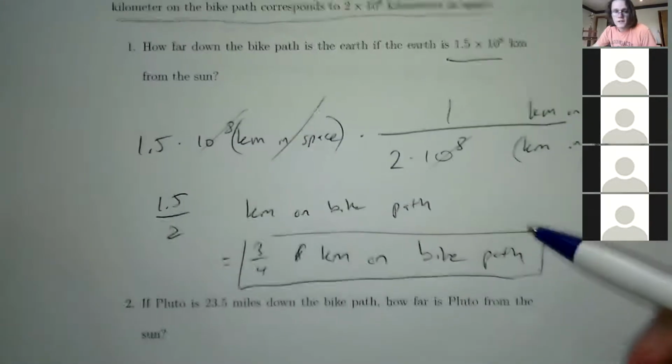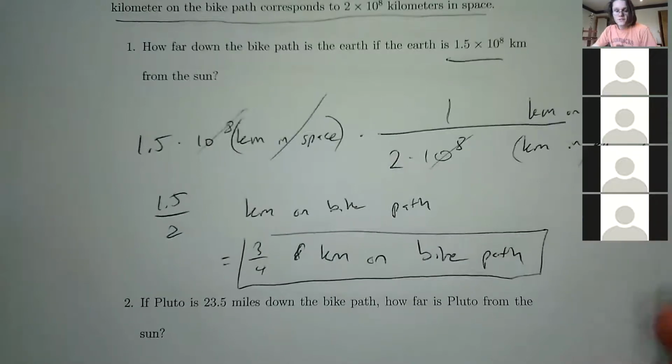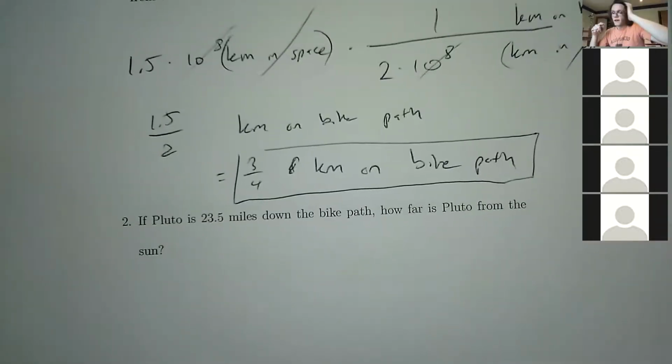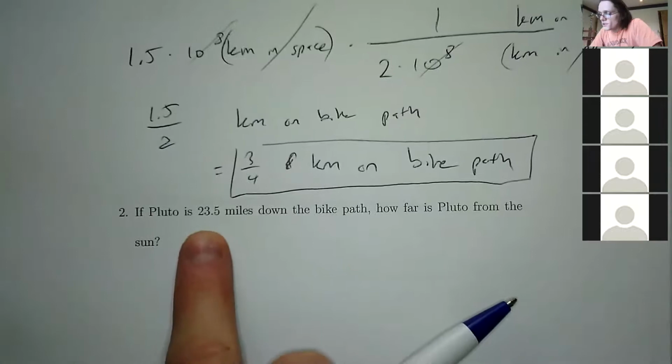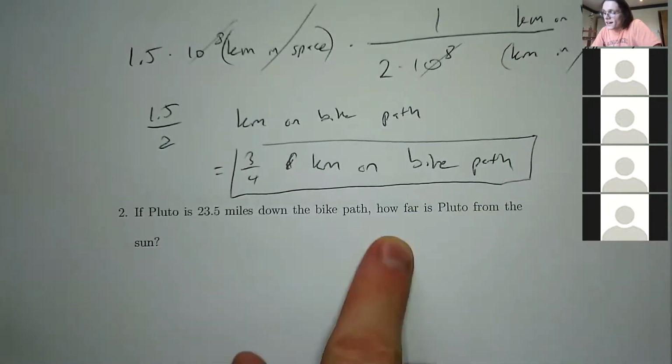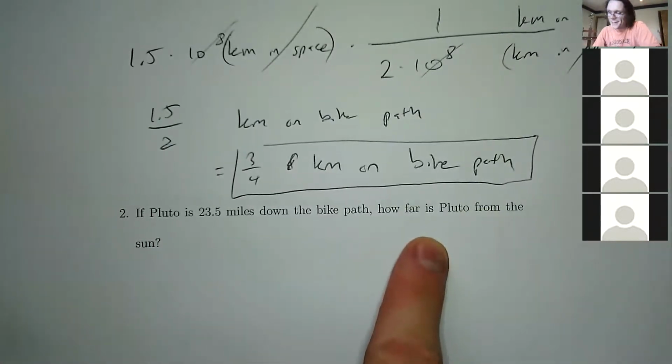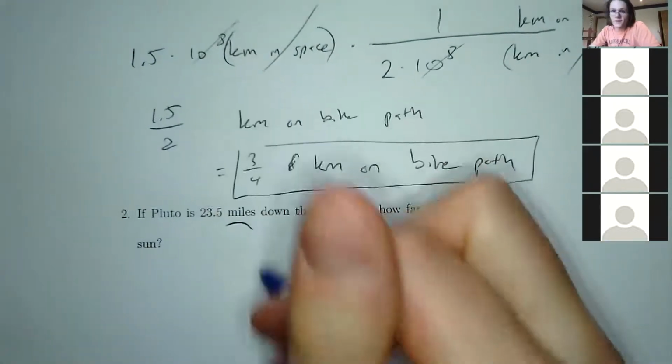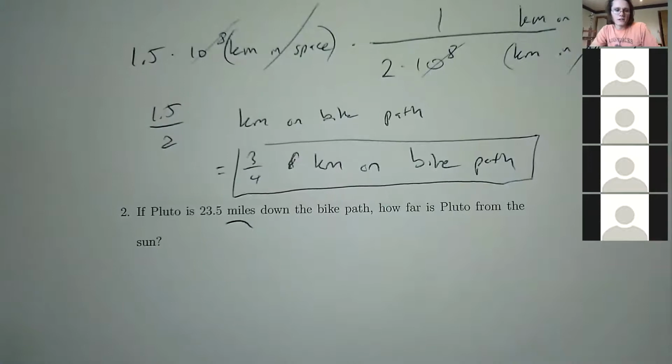Any questions with that one? All right, this next part just goes the opposite way. It says, if Pluto is 23.5 miles down the bike path, how far is Pluto from the sun? The first thing we need to do is note that this is in miles, not kilometers. So we first have to convert miles to kilometers, and I don't have my unit sheet with me. So let me see, kilometers in a mile.